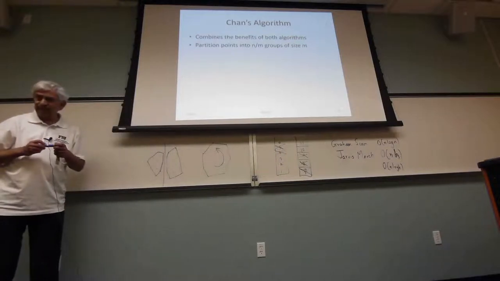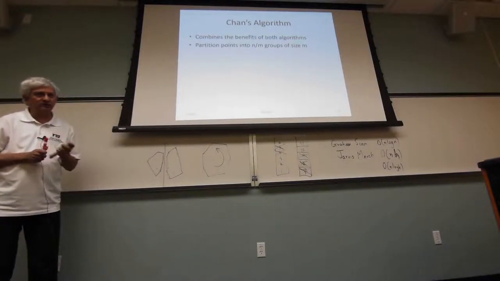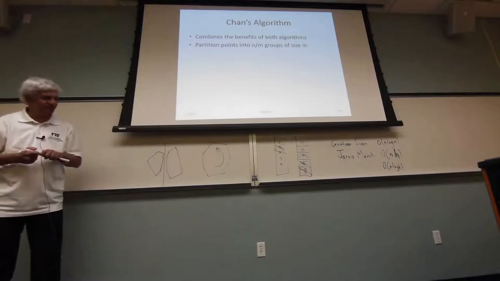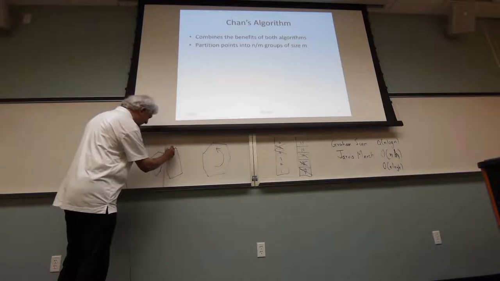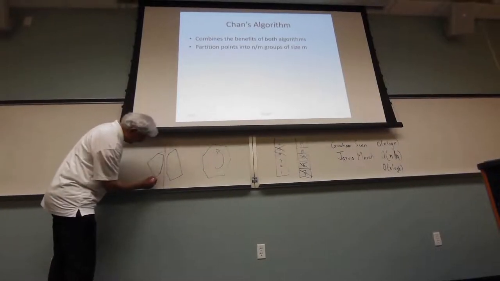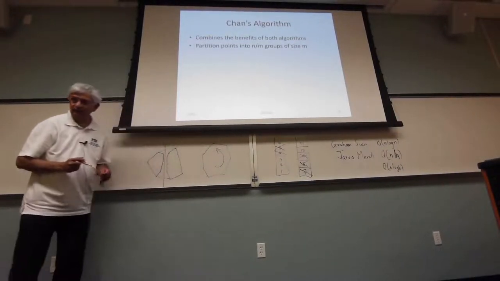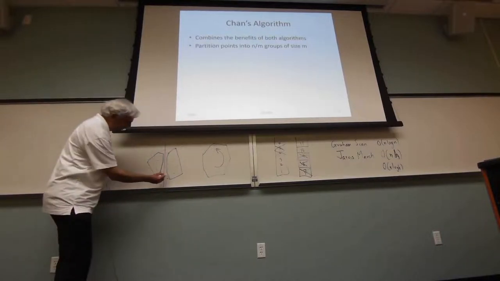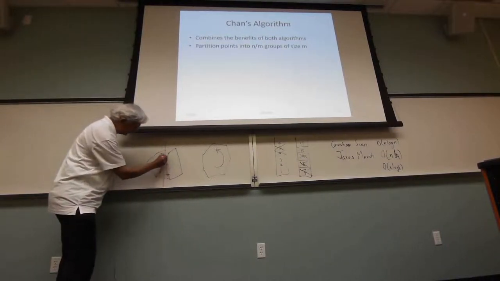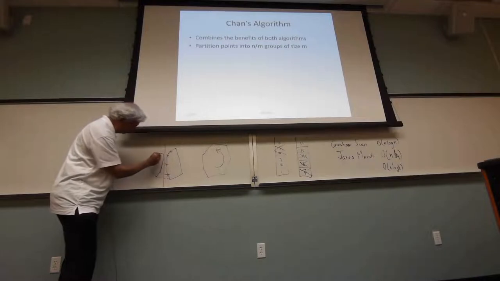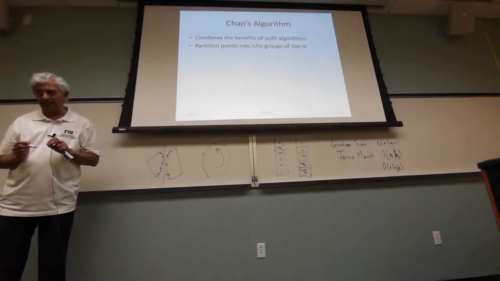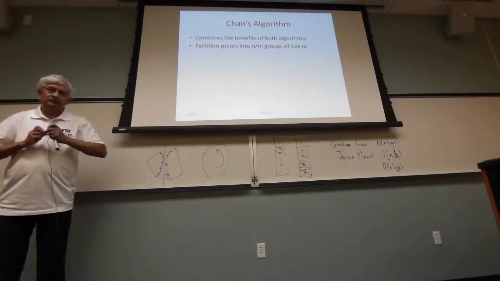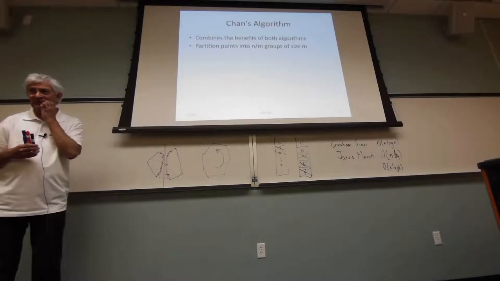I'll get that. And then divide and conquer says find two common tangents. And in this case, the common tangents are probably going to be that and that, right? And then I simply remove these points, because they're on the inside, and what's left is my convex hull. This is the divide and conquer approach.